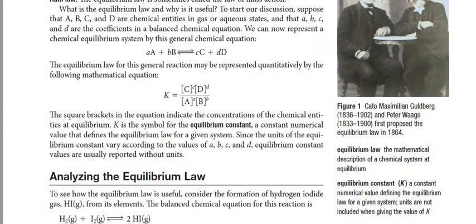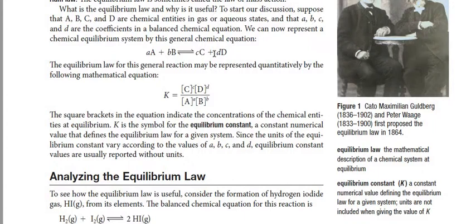The square brackets in the equation indicate the concentrations of the chemical entities at equilibrium. So when you see anything in square brackets, it means that we are talking about their molar concentration at equilibrium condition. K is the symbol for the equilibrium constant, a constant numerical value that defines the equilibrium law for a given system.